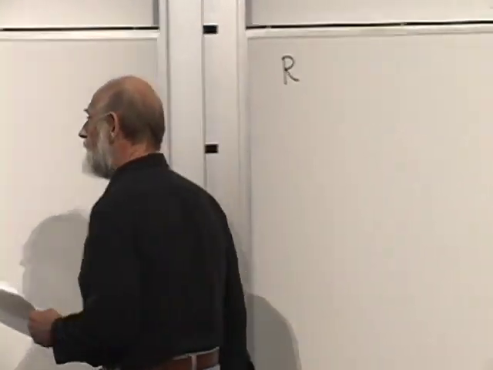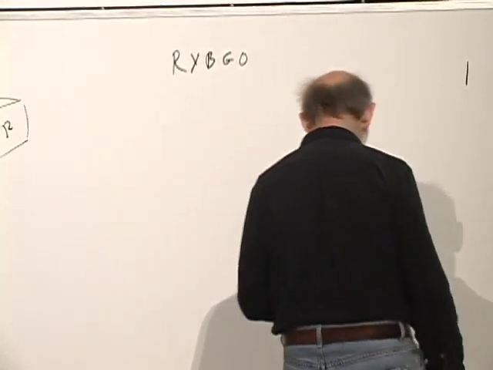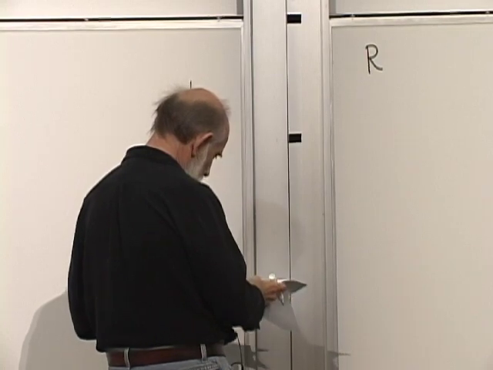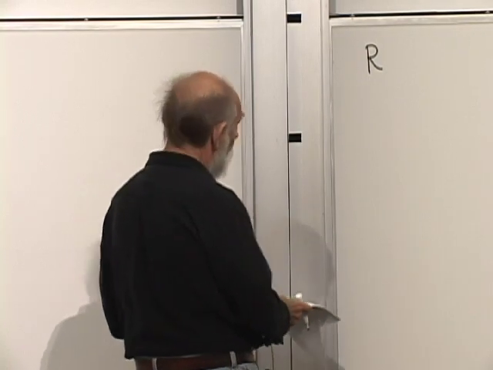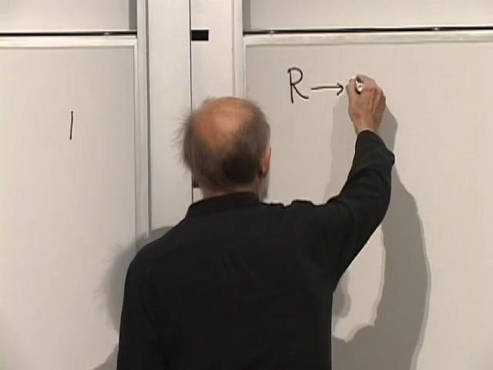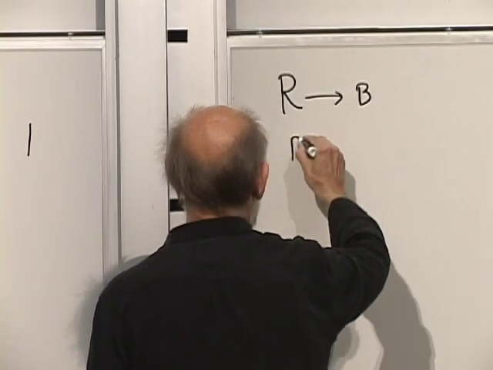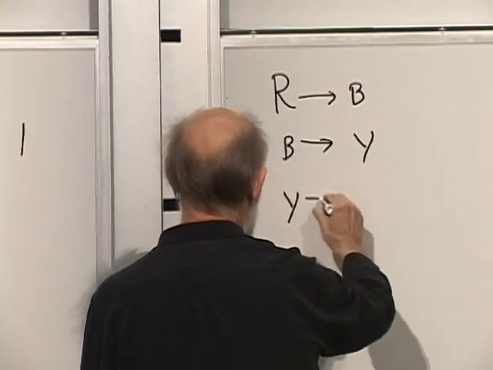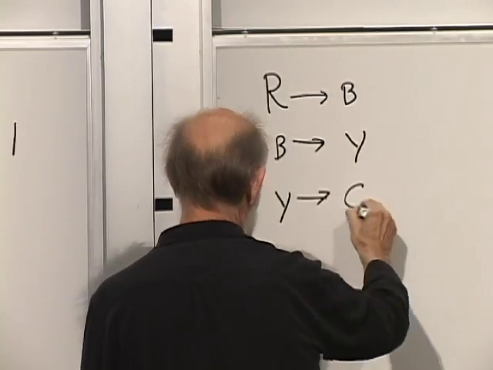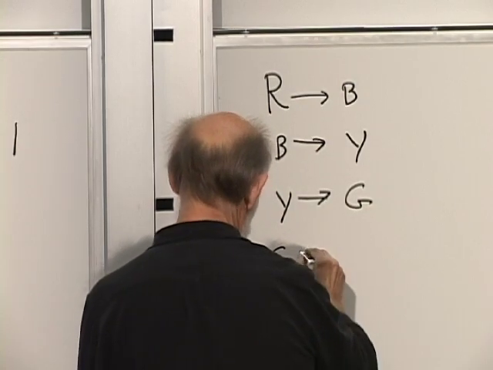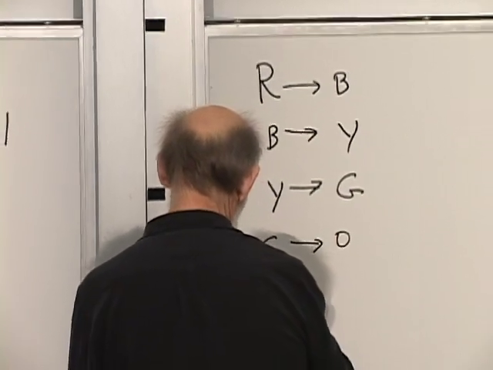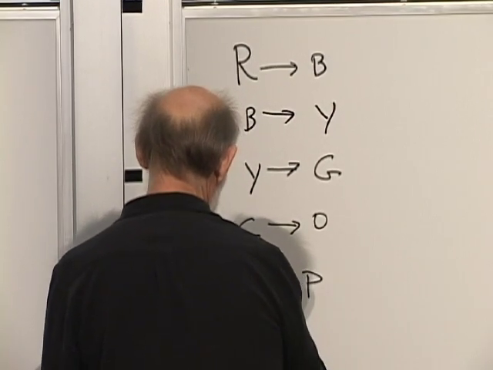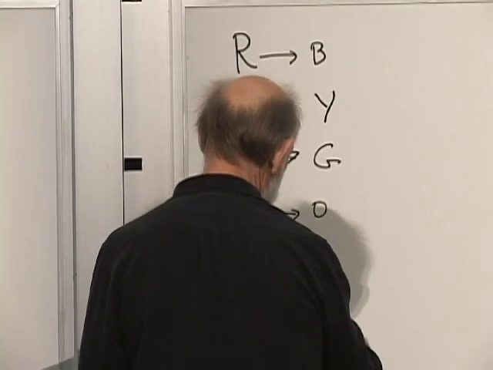If the top of the die is red, then in the next instant, red goes to blue. If it's blue, blue goes to yellow. If it's yellow, yellow goes to green. If it's green, green goes to orange. And if it's orange, orange goes to purple. And if it's purple, purple goes back to red.